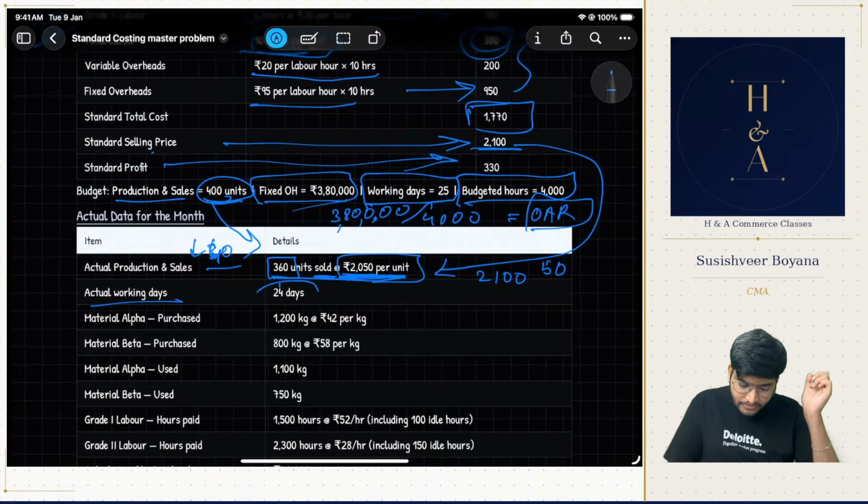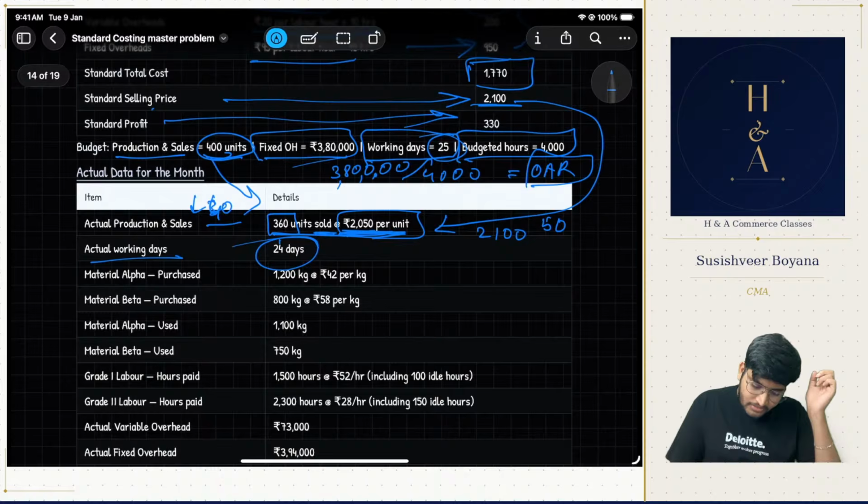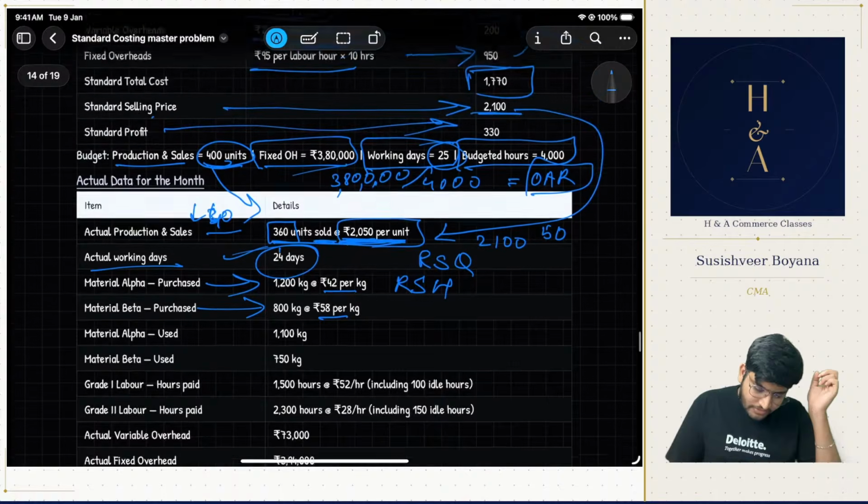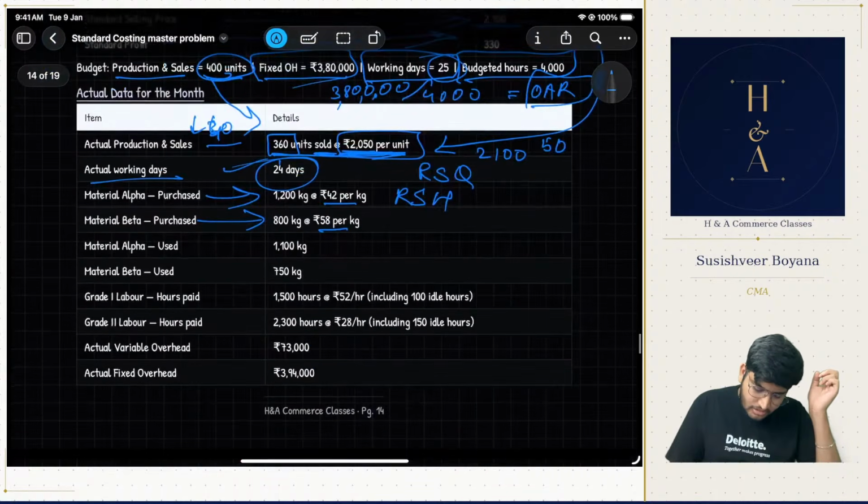Actual working days 24, it seems. Ideally here 25. That means the calendar days are going to be changing. That means we should calculate revised standard quantity, revised standard hours, and so on, because the working days are different. Material purchase 1200, it seems, and 1800. Is that what we want? Yes. Rates are different. 40 and 60, 42 and 58. For alpha, we see an increase of rupees 2. For beta, we see a decrease of 2.